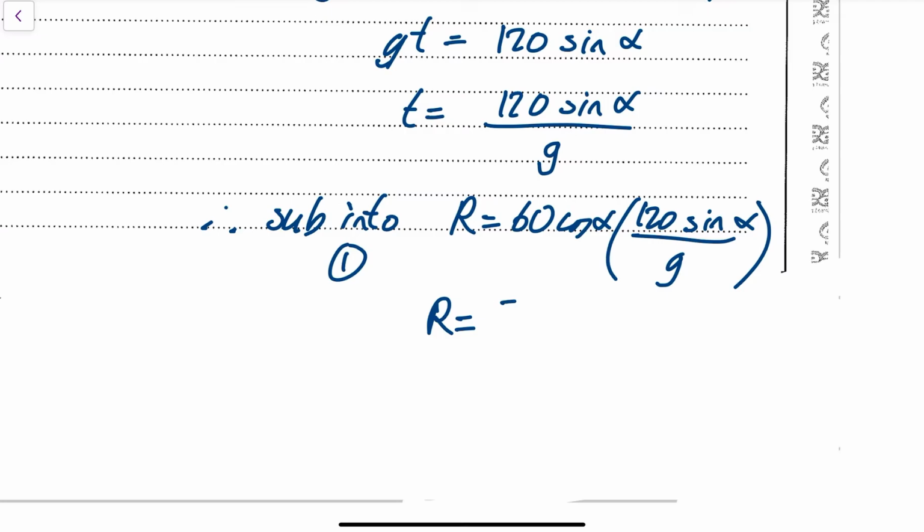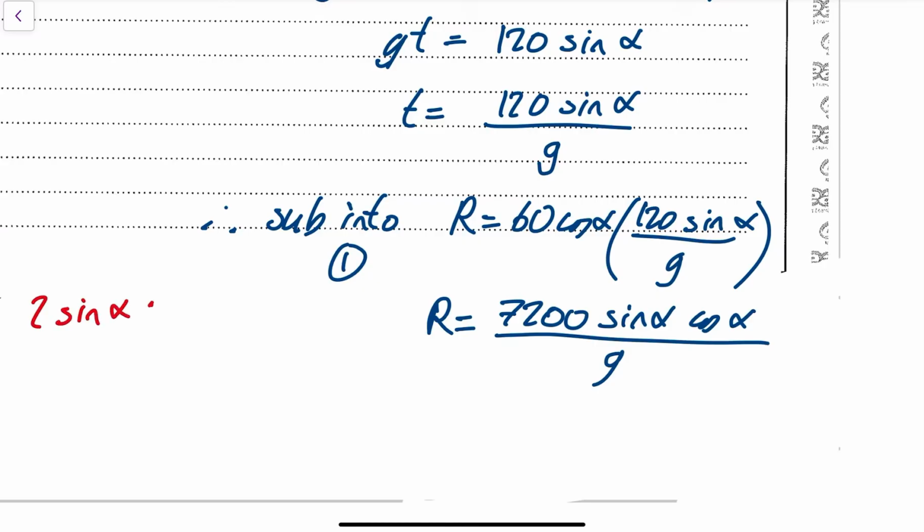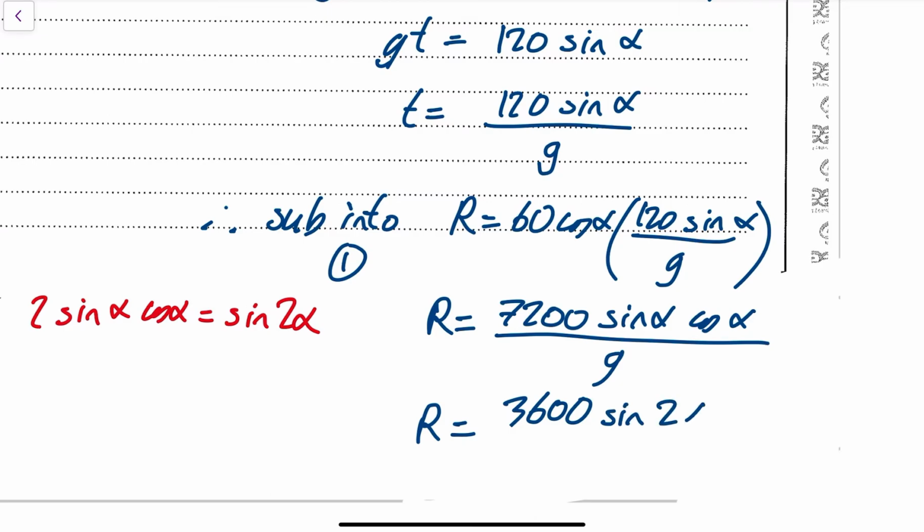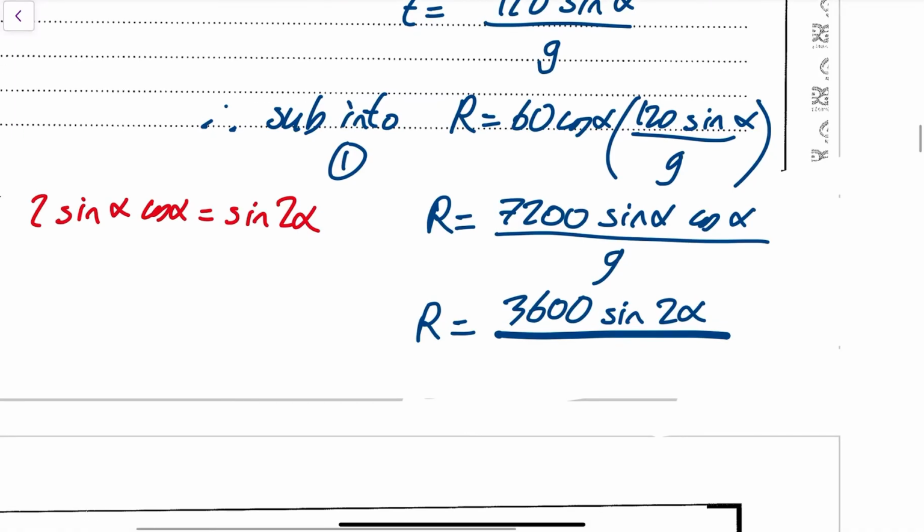60 times 120 will be 7,200, and I'll write it as sine alpha cos alpha, and then that's all over g. And then remember that 2 sine alpha cos alpha could be replaced with sine 2 alpha. So on this top line, you could write that as 3,600. I've replaced a 2 and I'm replacing sine alpha cos alpha with sine 2 alpha. And there we have it, and that's all over g.